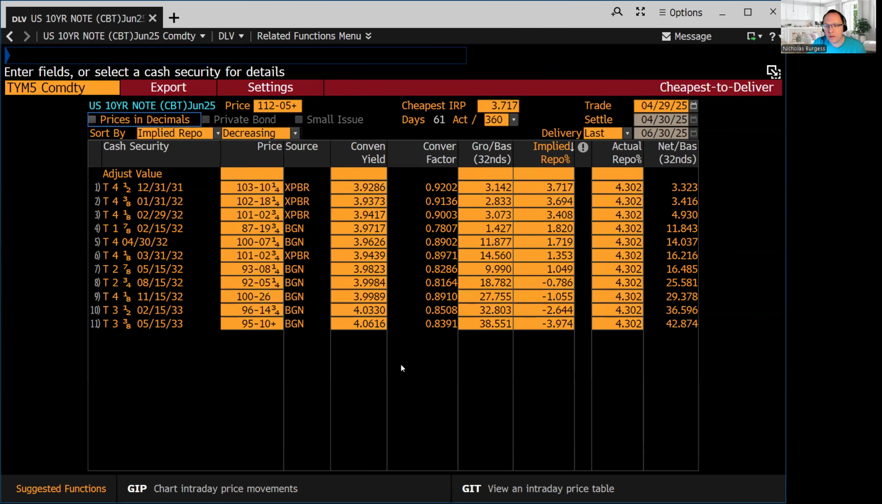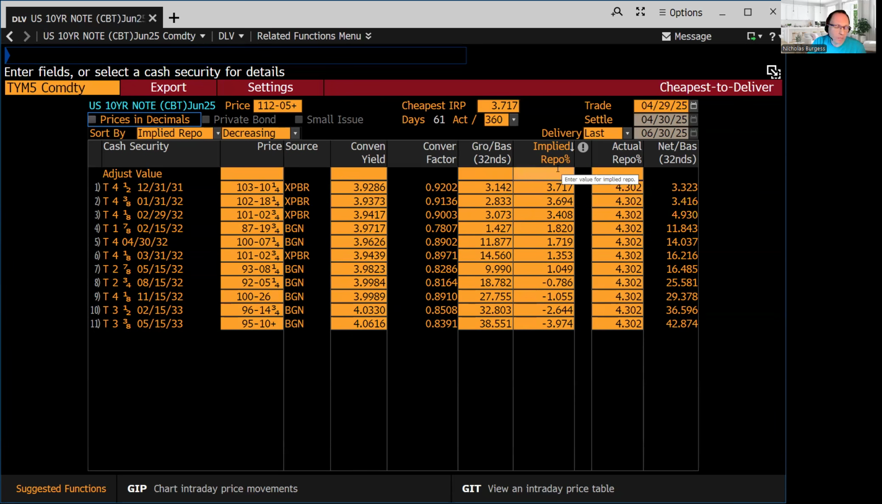Now, the other thing to mention is that there's the actual repo rate. The actual repo rate is the financing cost for these bonds in the US Treasury market. You can see they're all 4.302%. These bonds are all of very similar maturities, and almost equivalent for our futures contract. They're not exactly equivalent, but these actual repo rates are all the same for every bond. That's not always the case, but for US Treasuries, they typically are. So this is the actual financing rate in the market. These are reverse repo rates if you're purchasing the bond.